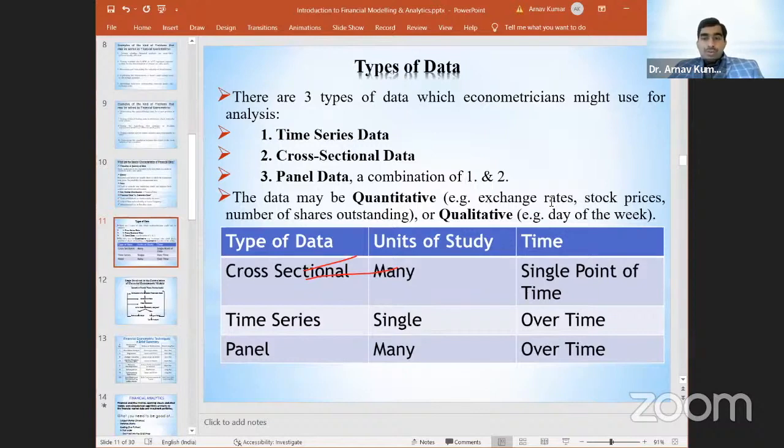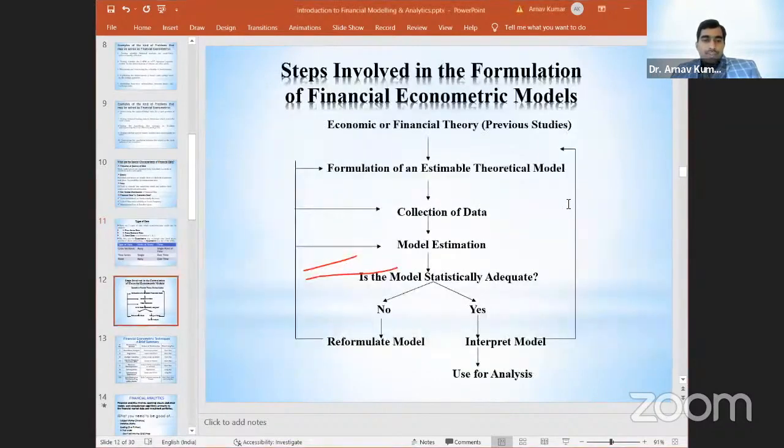So you need to understand these three things. And within panel data also, if the time component is long, then we call it a long panel or time series panel. And if the cross sections are more, then we call it a short panel or cross-sectional panel. So this is the thing.